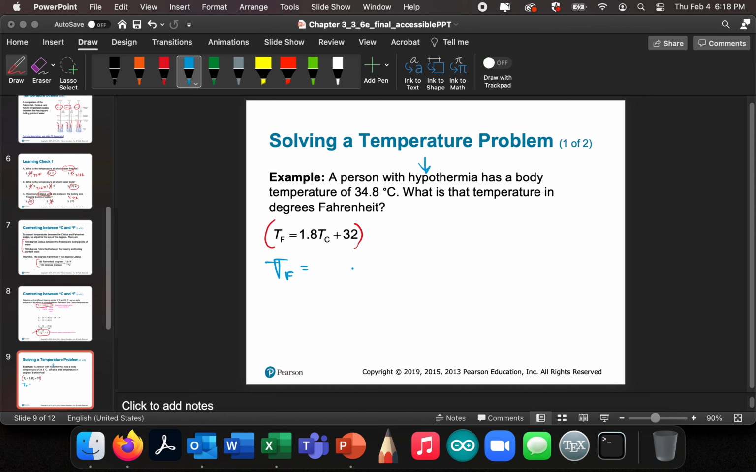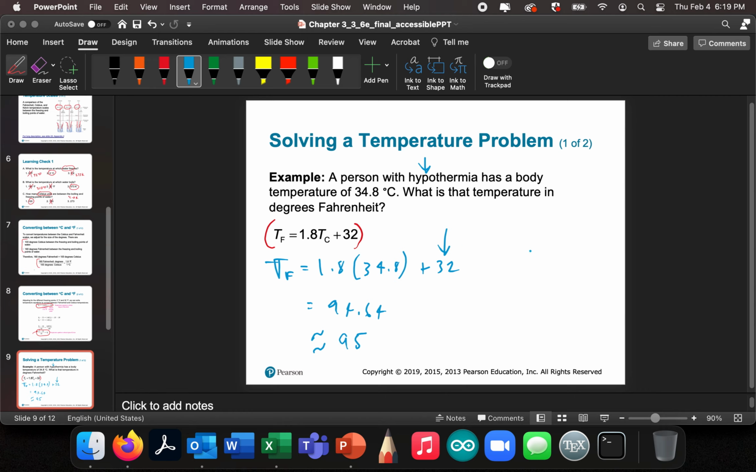T sub F is equal to 1.8 times 34.8 plus 32. Let me grab my calculator. 1.8 times 34.8 plus 32 is going to be 94.64. But you can see that this only goes to the ones place, so I have to round this to the ones place. So this is going to get rounded to 95.